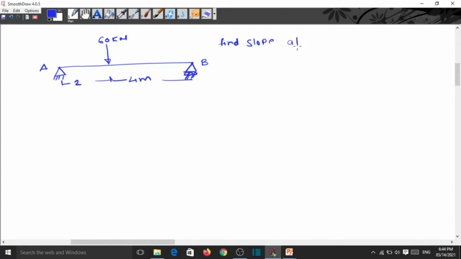Here find slope at A and maximum deflection. Now EI is the constant.